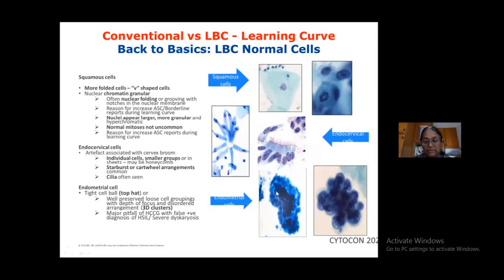And for endometrial cells, the degenerate endometrial cells with top hat appearance in conventional is not seen as much. Instead, we see very intact, non-degenerate endometrial cells with three-dimensionality. And this is the most common false positive error, calling them abnormal cells in a normal endometrial cell as high cell.